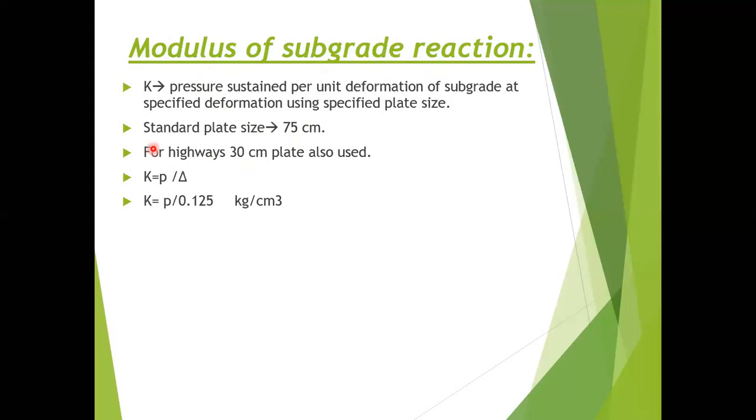These are the two standard plate sizes. One is 75 centimeter and the other is 30 centimeter. Usually you will do the test on the 30 centimeter plate and find K. K means modulus of subgrade reaction, and later you convert K of 30 into K of 75 using the same formula. The formula is K equals P divided by delta. P means pressure, delta means settlement. Here the standard value is you are plotting the graph at 0.125. You can see here.